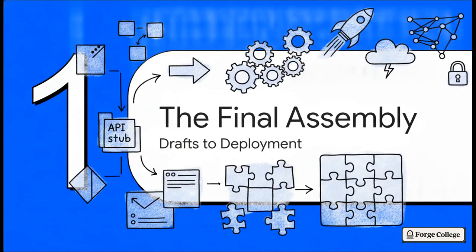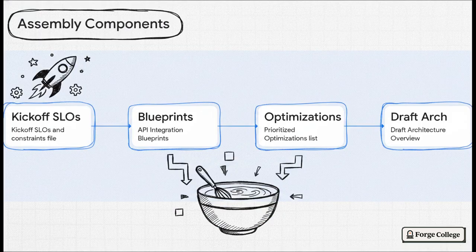All right, starting off with Section 1, the final assembly, where we take this from drafts all the way to deployment. We are officially in the synthesis phase. Think of yourself like an engineer assembling a rocket. You aren't building entirely new parts from scratch here. Instead, we're grabbing 4 specific components you've already built in previous modules to construct our final payload. You've got your kickoff SLOs and constraints, your API integration blueprints, prioritized optimizations, and your draft architecture overview. We're going to take these 4 raw ingredients and, well, bake the final cake.